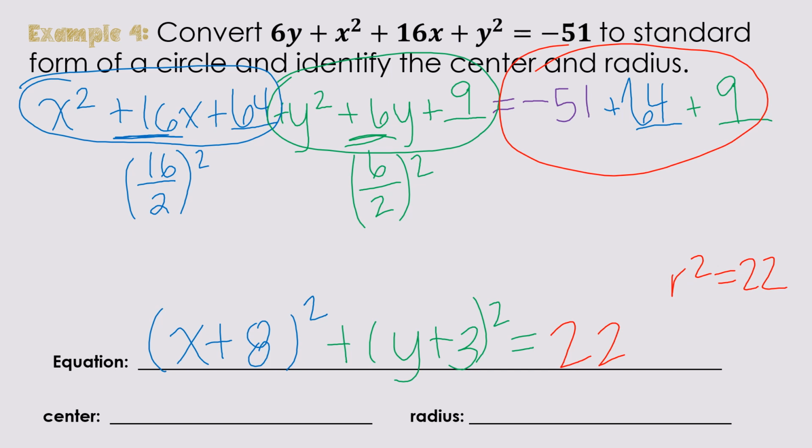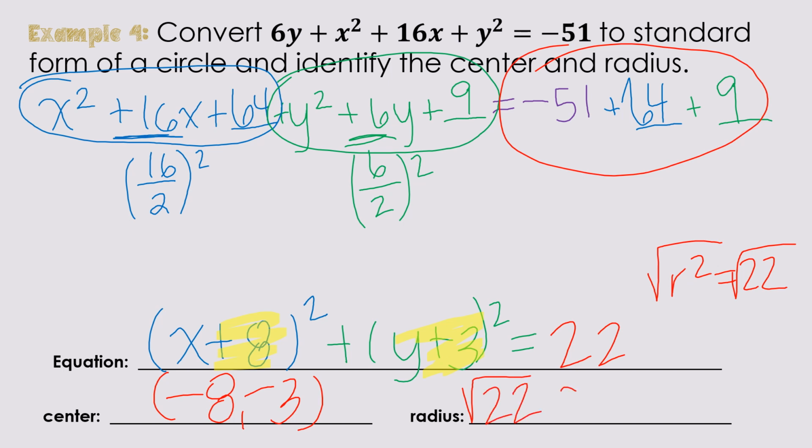So when we identify the center, we are looking at the h and k value. Remember, they are going to be the opposite of what they appear. So our center will be negative 8, negative 3. We know that the radius squared is 22, so to find the radius, we square root 22, which is the exact value, and then the approximate value of square root of 22 is 4.7.